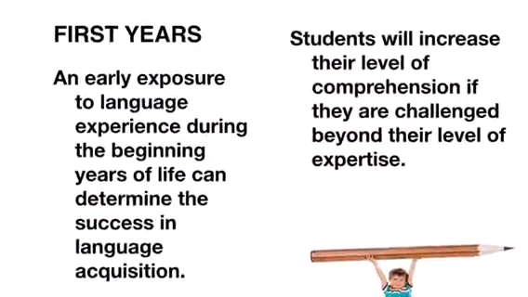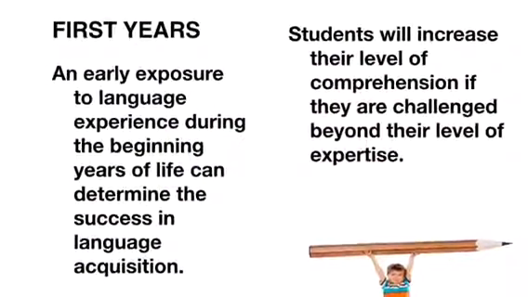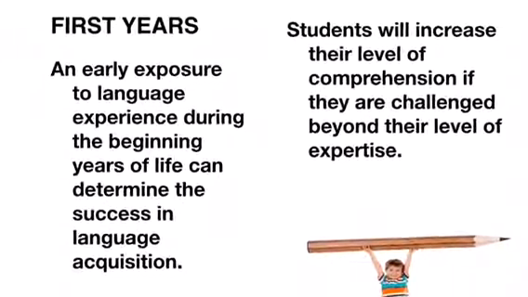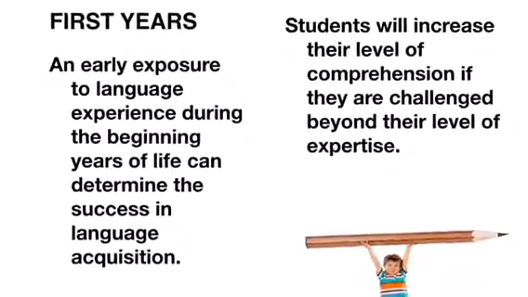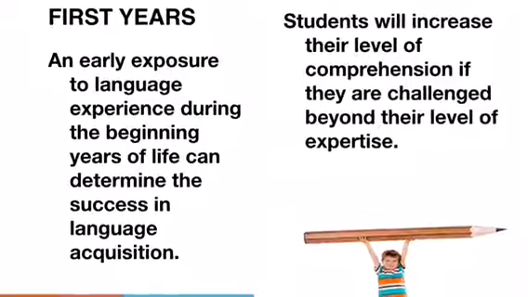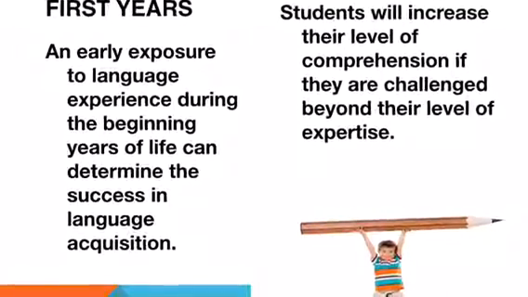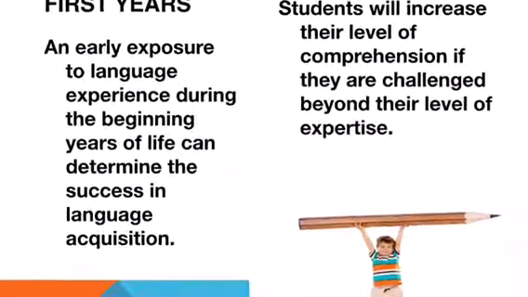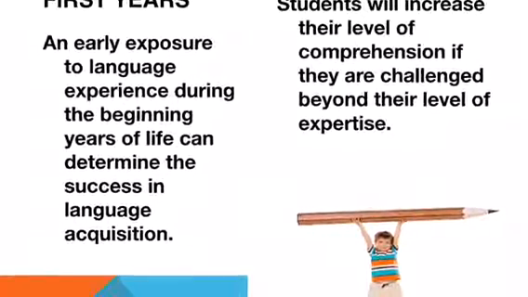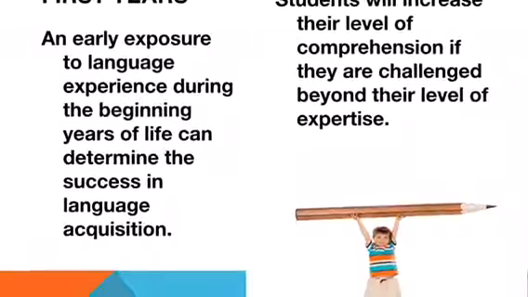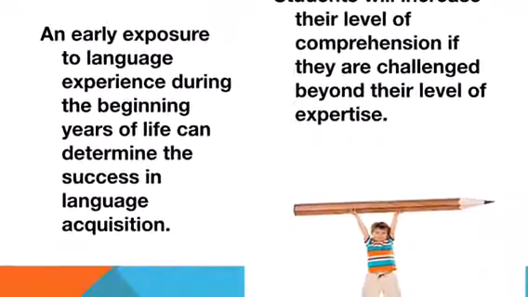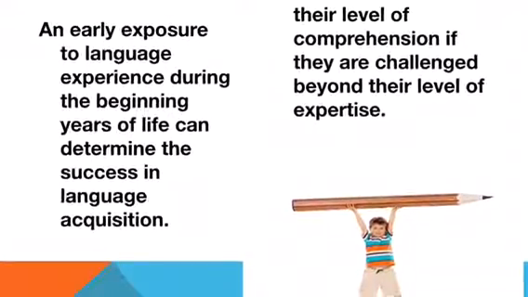I will briefly explain it using a slide presentation with my analysis. This article presents evidence that literature for children can be effectively used to acquire English as a foreign language in students of all ages. That's why the article gives special importance to early exposure to language experience during the beginning years of life, which can determine the success in language acquisition.